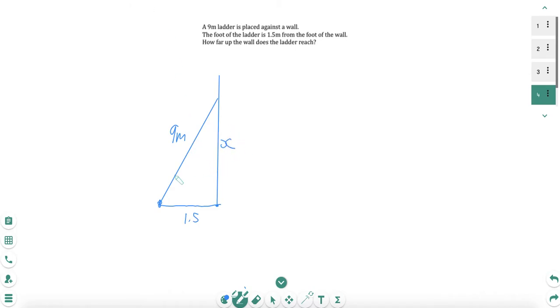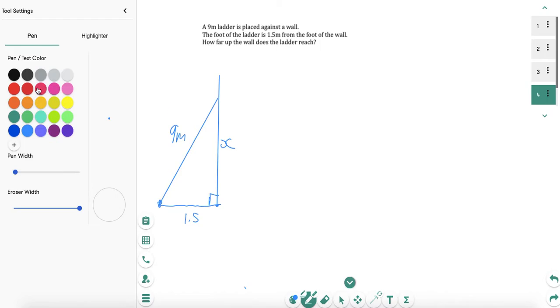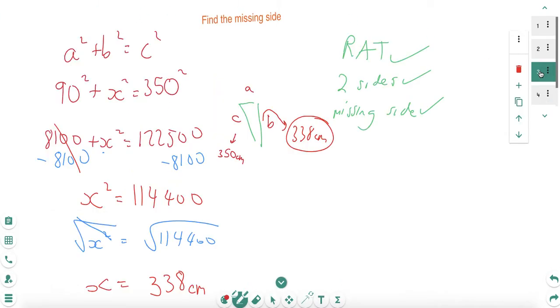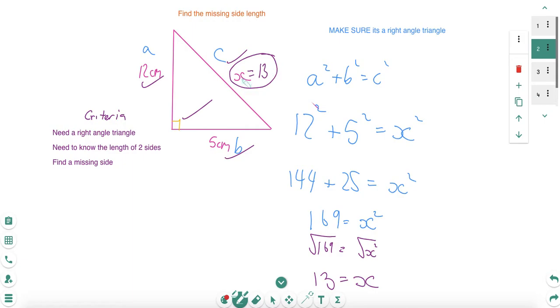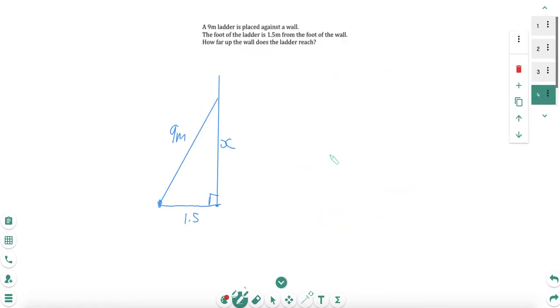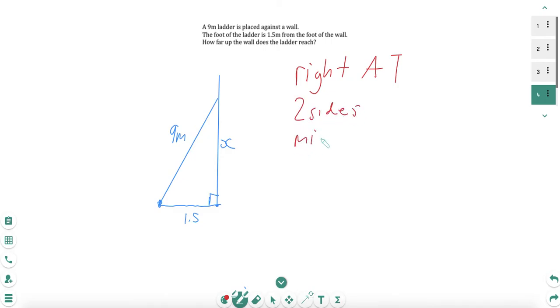All right, guys, what do we notice? Well, this is definitely a right angle triangle. Now we think, can we use Pythagoras' theorem to solve this problem? Let's go back to our criteria again. Well, for our criteria, we need a right angle triangle, which we have. We know two sides, and we're trying to find a missing side. We can definitely use Pythagoras here.